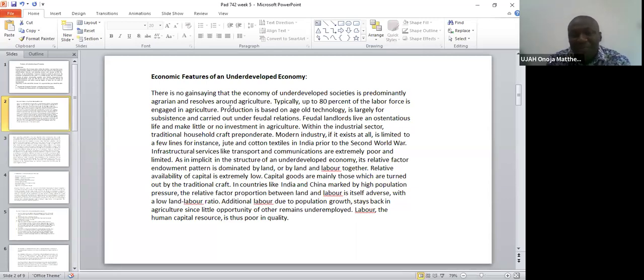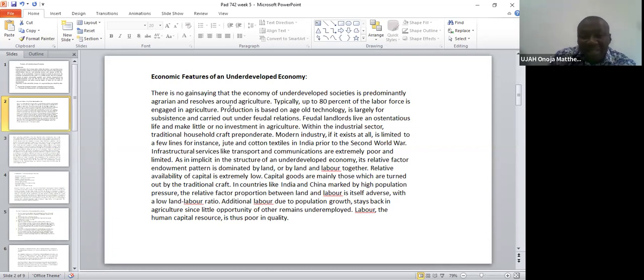So the farmer, in most cases, does not even have anything significant to point at as an achievement from agriculture that most members of the population are engaged in. So feudal lords live an ostentatious life and make little or no investment in agriculture. Within the industrial sector, traditional household craft preponderates. That's our kind of industrial arrangement, or the pursuit of industrial development in this part of the world, is still on the premise of local handcrafts.